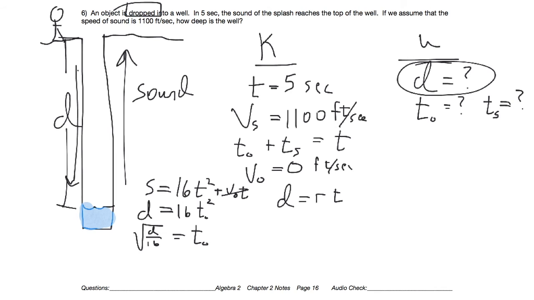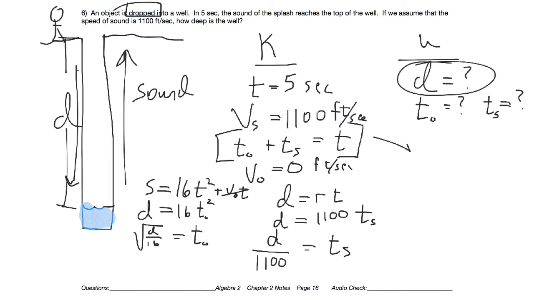Then when it comes to sound, the sound is not going to accelerate upwards. It's not going to slow down. It's just going to be a constant rate. So that means that d, the depth of the well, is equal to 1,100 feet per second times the time it takes for sound to travel up. When you solve for that, you get d over 1,100 is equal to t_S. So now we have an expression for t_O and t_S in terms of d.